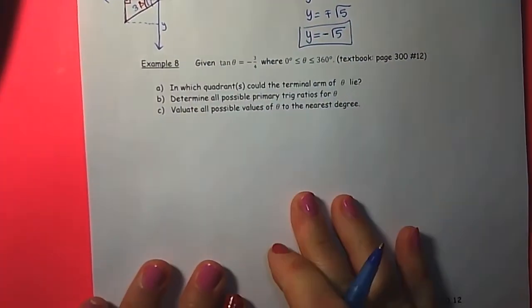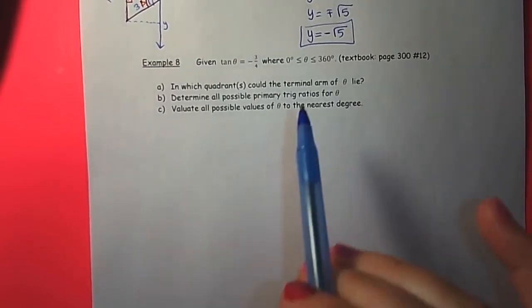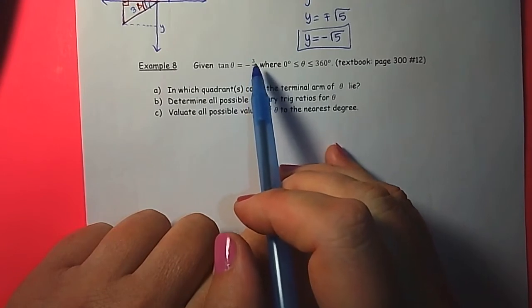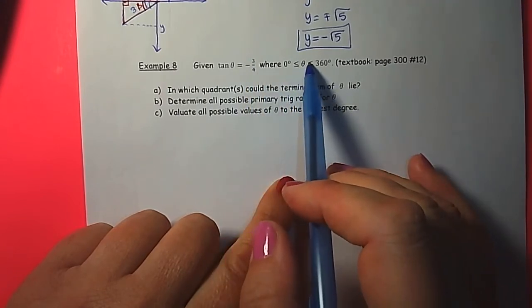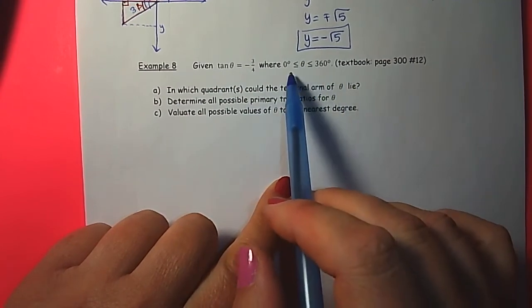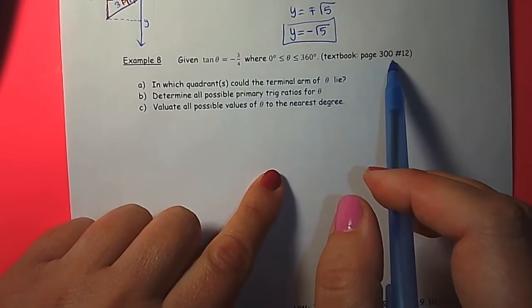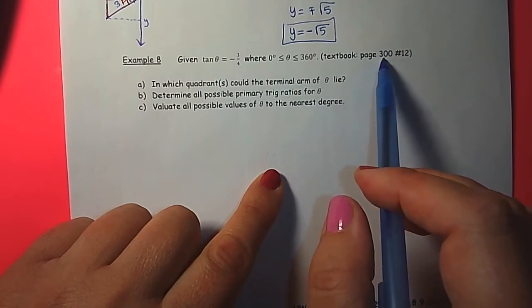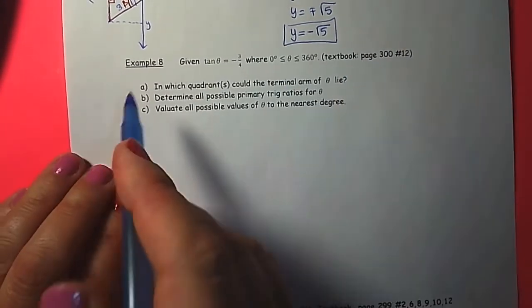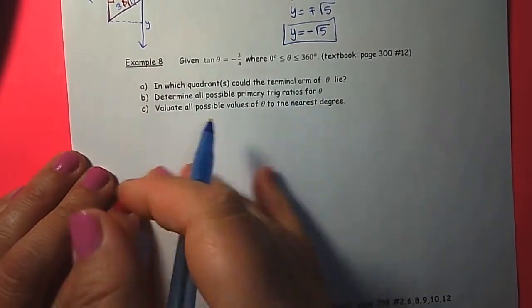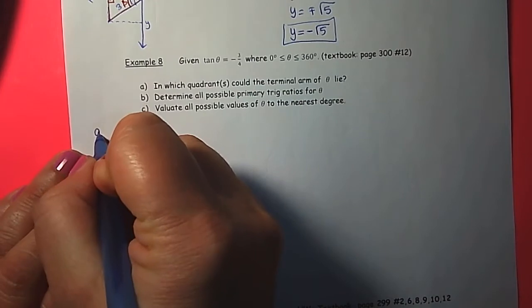Let's look at the last example. Example 8, tangent theta is given, negative 3 over 4. Again, we are working with theta between 0 and 360. So this is a reference question for number 12 in your textbook, on page 300. Part A is asking in which quadrants could the terminal arm of theta lie?